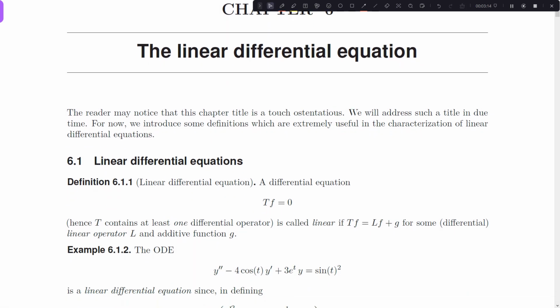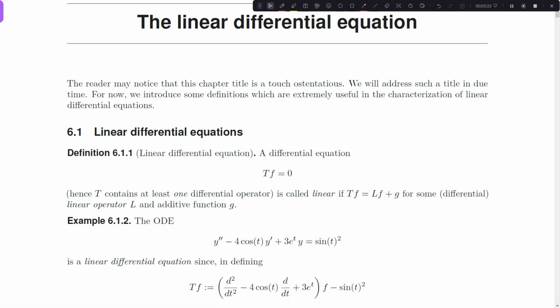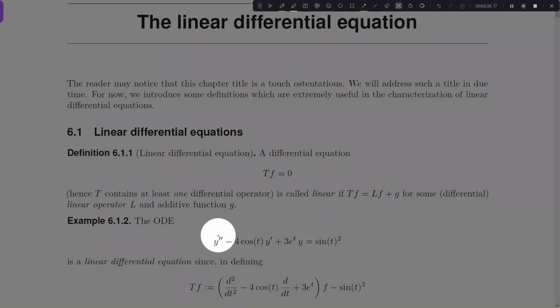So for example, let's look at this ordinary differential equation, and we see that we have two derivatives, some multiplication, one derivative, some multiplication, and another function. Basically what we're going to do is reinterpret each derivative. I have a second derivative, I have multiplication by 4 cosine, I then have one derivative, and then multiplication by 3 e to the t. All of that acts on f.